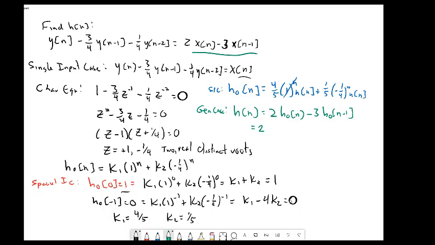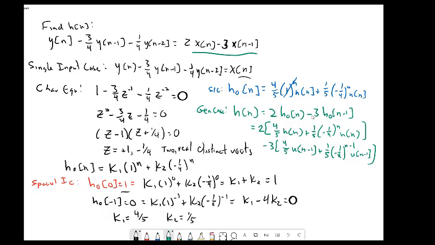So we would simply multiply that through: 2 times 4/5 u of n plus 1/5 times minus 1/4 to the n u of n, minus 3 times the same thing delayed, 4/5 u of n minus 1 plus 1/5 times minus 1/4 to the n minus 1 u of n minus 1. We could do the algebra and spread that out if we want, but that's the complete solution.